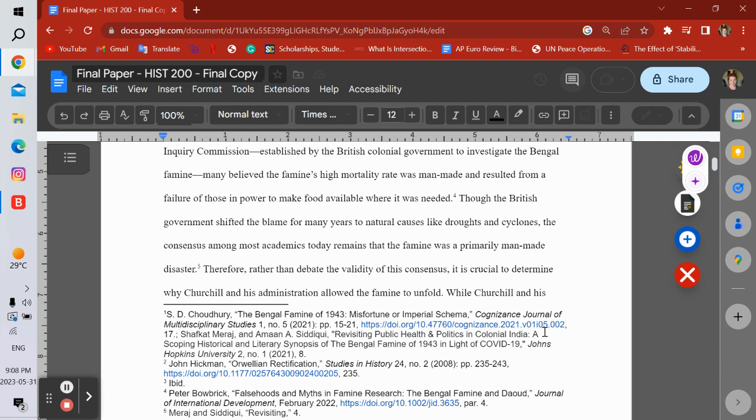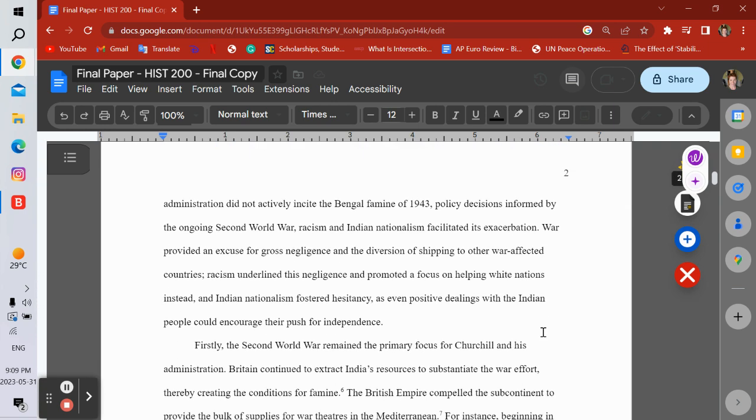Therefore, rather than debate the validity of this consensus, it is crucial to determine why Churchill and his administration allowed the famine to unfold. While Churchill and his administration did not actively incite the Bengal famine of 1943, policy decisions informed by the ongoing Second World War, racism, and Indian nationalism facilitated its exacerbation.